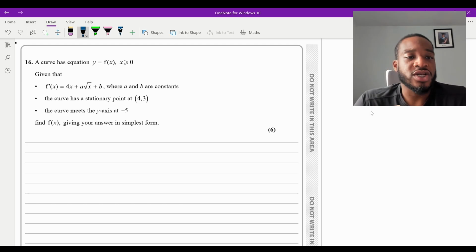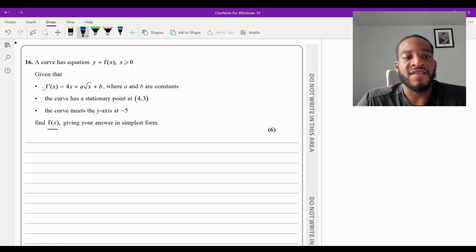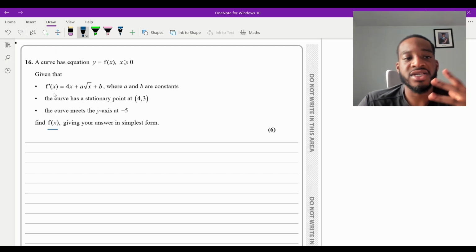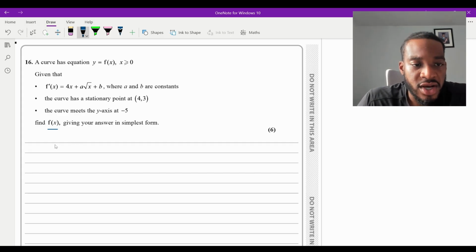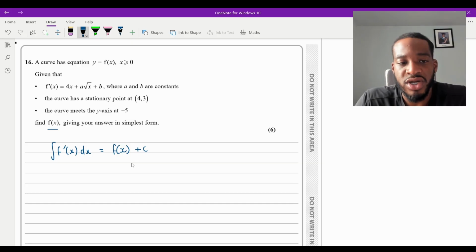Okay, so with a question like this, they've asked us to figure out what f of x is, right, the function, and they've given us f dash of x, which is the gradient function. So what you should be thinking about is, what is the connection between f dash of x and f of x? It's calculus, right? If they've given us f dash of x, to get back to f of x, we need to integrate. So what you need to remember is that if I have a gradient function, which in this case they've called f dash of x, I'm going to use function notation. If I integrate this with respect to x, this will give us f of x plus c, right? So that's just something to bear in mind when you're dealing with these types of questions.